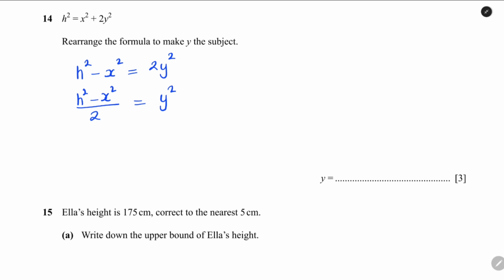And finally, we get rid of the square sign. To get rid of the square sign, we'll take the square root of both sides. So I'm going to have the square root of h squared minus x squared over 2. And that's our final answer. The square root of h squared minus x squared over 2.